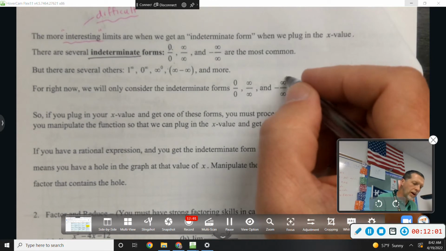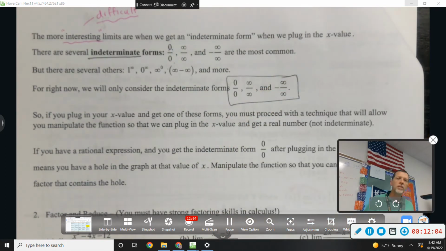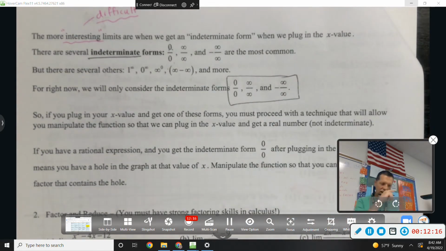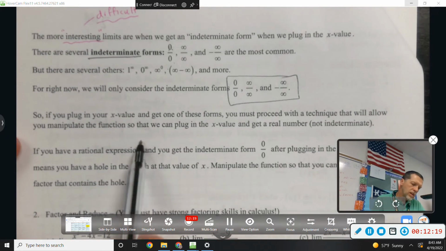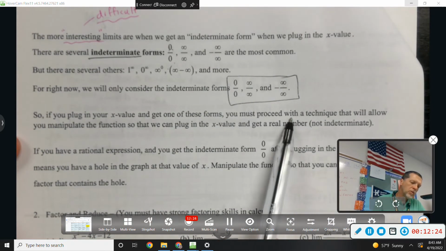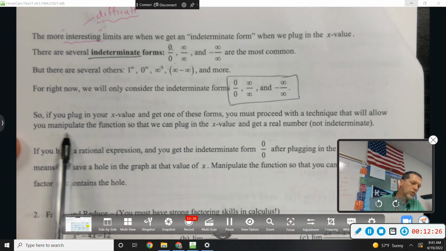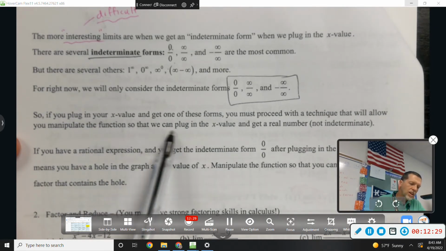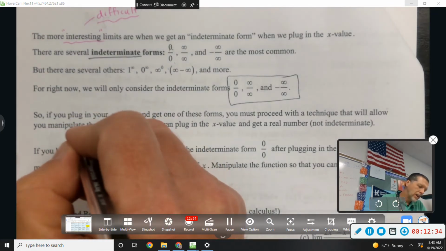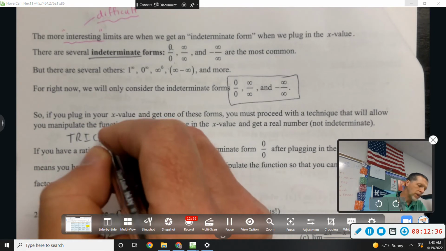We're only going to worry about the normal indeterminate, the normal weird ones. Weird and extra weird. We're just going to deal with the weird. Mainly because we have calculus solutions to these. If you plug in your x value and you get one of these forms, you must proceed with a technique that will allow you to manipulate the function so that you do get a real number. So like you have to do a trick. So now we got to learn some tricks.